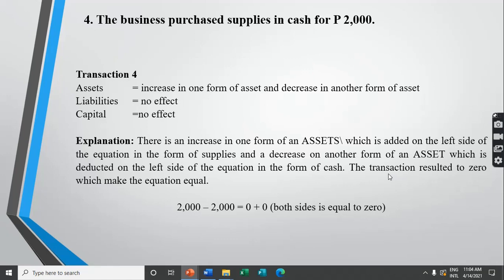Okay? There is an increase in one form of an asset which is added on the left side of the equation in the form of supplies, and decrease on another form of an asset which is deducted on the left side of the equation in the form of cash. So, nag-increase ka sa supplies pero nabawasan yung cash mo ng 2,000. So, wala ding effect. Magiging 0 din ito, di ba? So, both side is equal to 0.